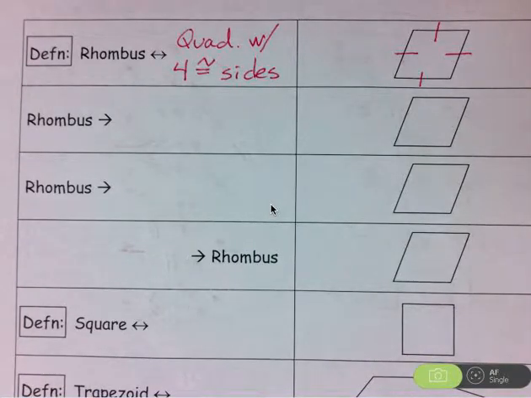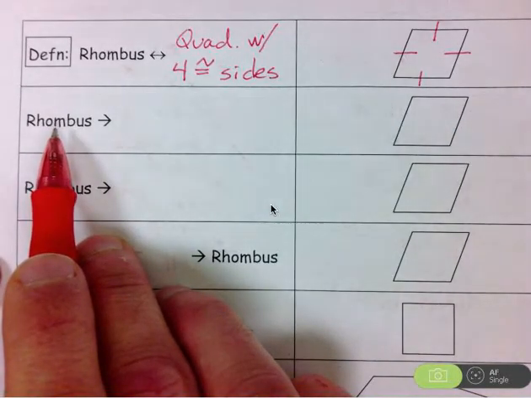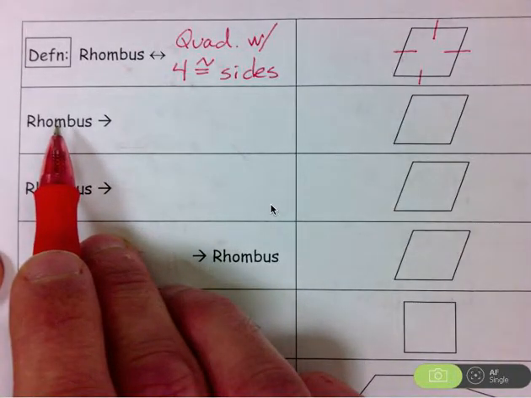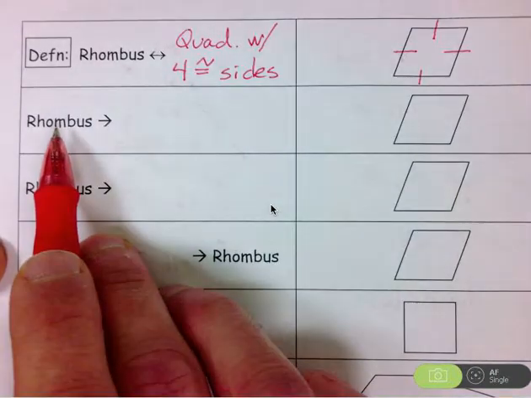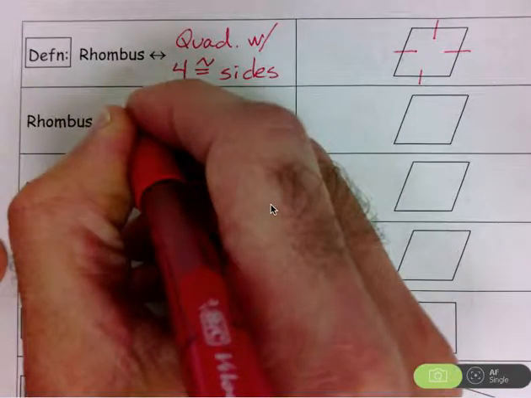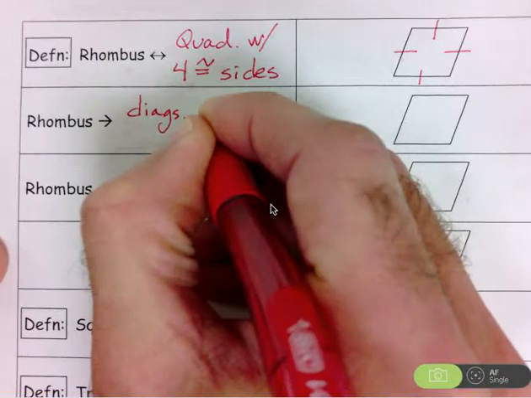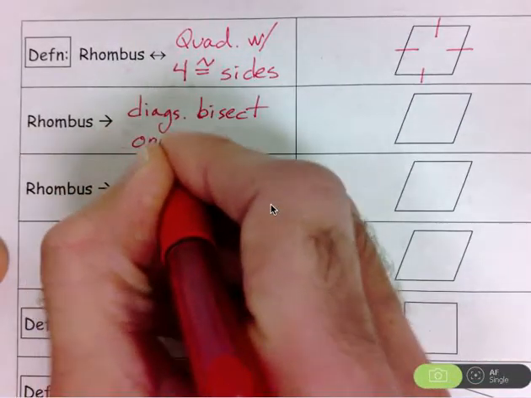A rhombus then has two unique properties that I would like you to recognize and I would like you to prove. So the first property, if you have a rhombus, the diags bisect the opposite angles. This does not happen in a parallelogram. This does not happen in a rectangle. This first happens in a rhombus. So the diagonals, I will write that as diags. They bisect the opposite angles.